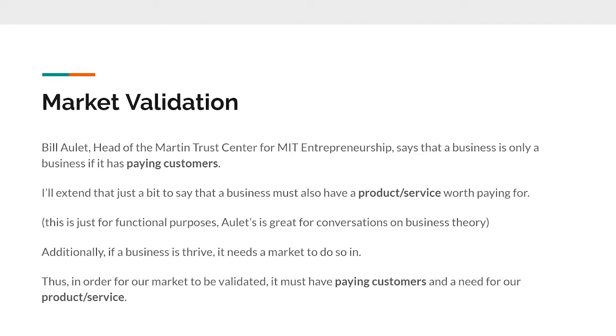Aulet's definition is great, but this is just for functional purposes within this presentation. So additionally, if a business is to thrive, it needs a market to do so in. So in order for our market to be validated, it has to have paying customers and it has to have a need for our product or service. Those are our two goals, right?